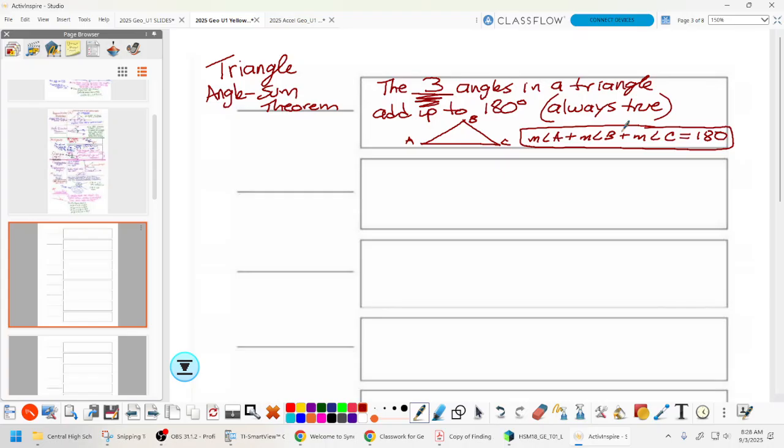Did anybody know that? Raise your hand if you knew that before. Okay. Just the back corner. Cool.